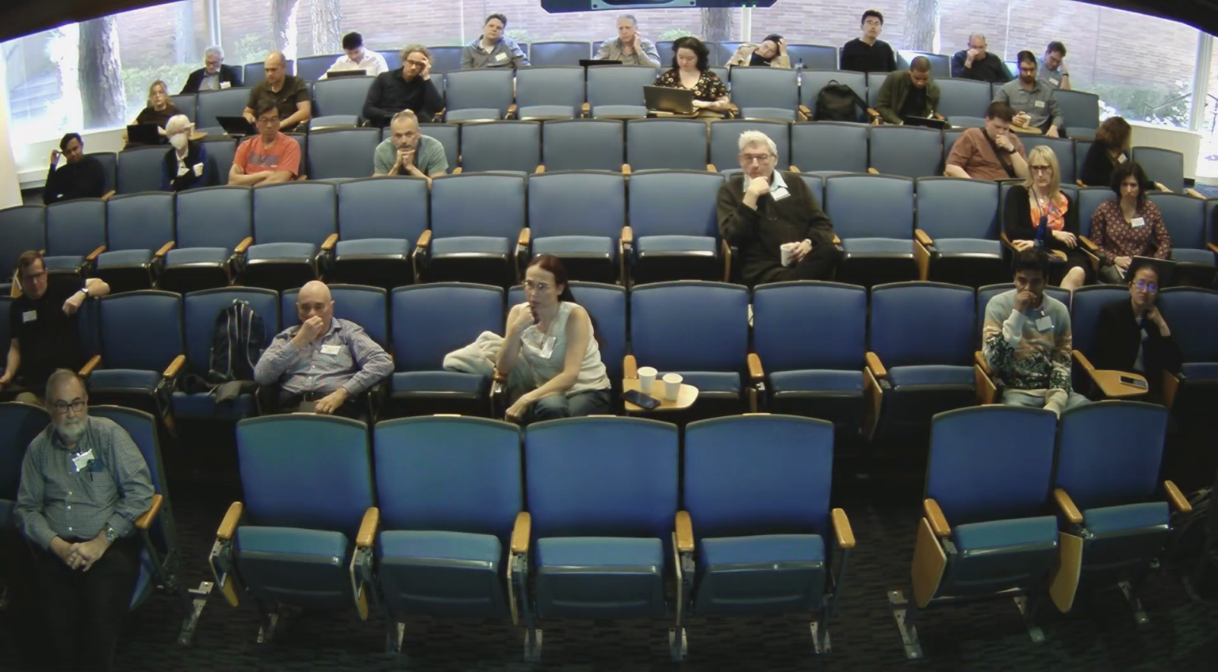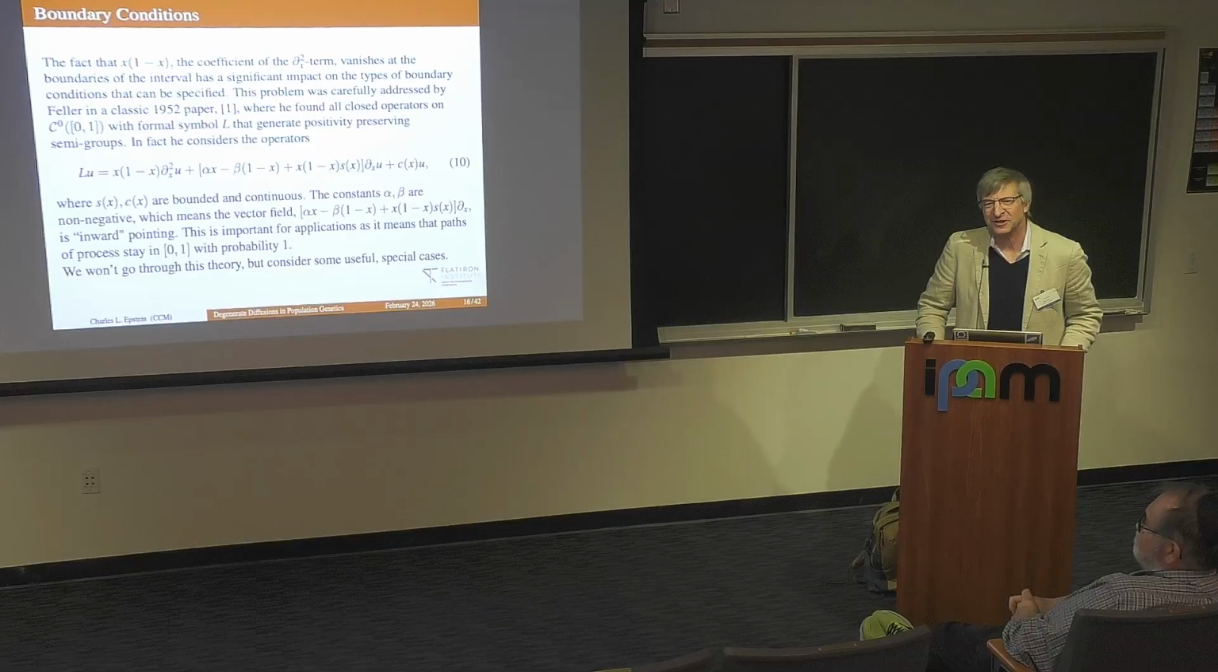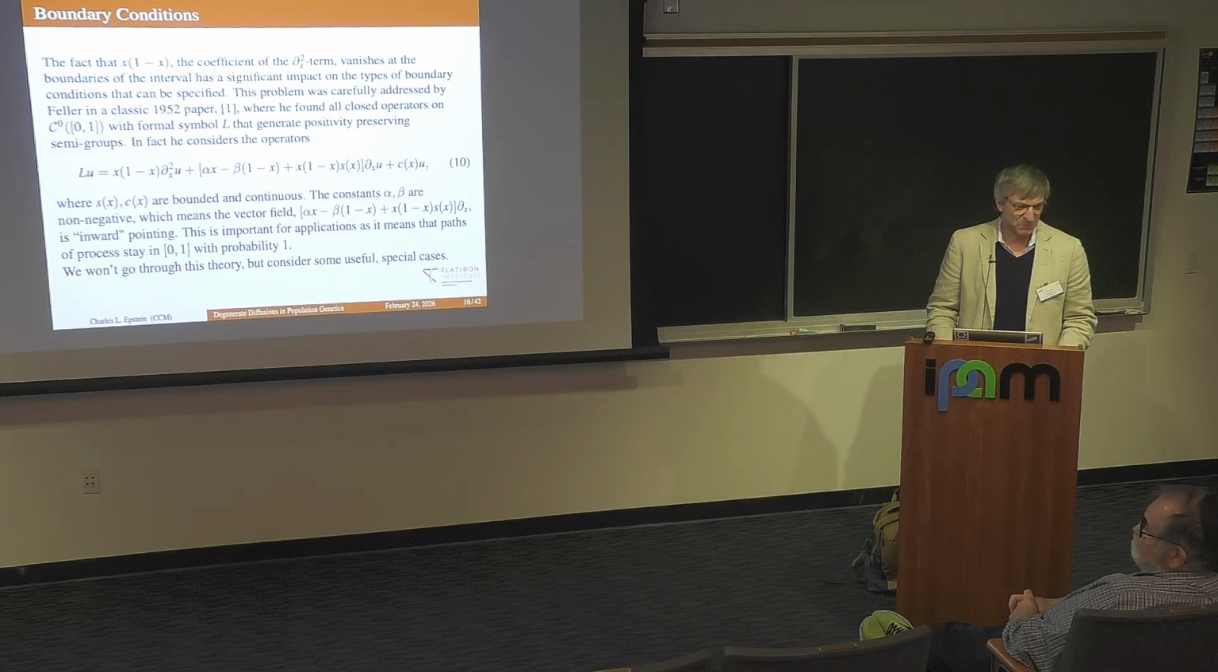Sorry, what is C of X in the equation? C of X is just, you can have a 0th order term. In these models, it's usually like a killing term, so you kill off members of the population. I'm not going to talk about it. It's just something that was allowed in Feller's work. We don't see it very much in population genetics, but it can be there.